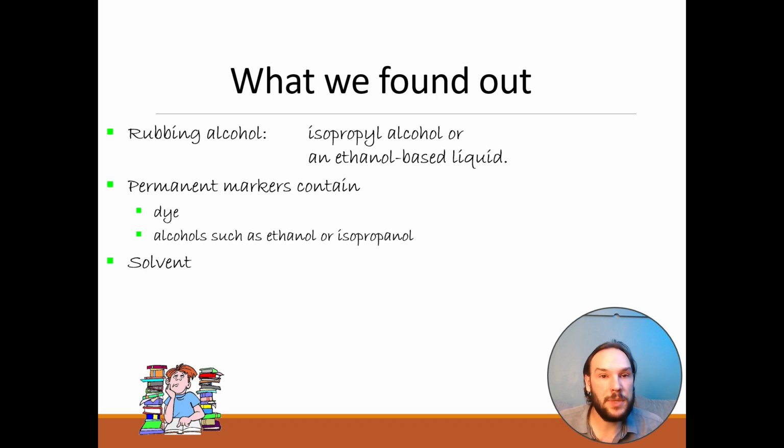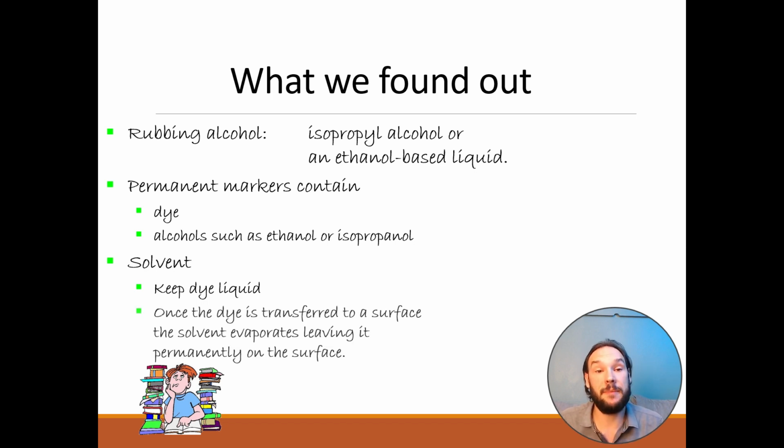Now, when we talk about permanent markers, we also come across the word solvent. A solvent is the thing that keeps the dye liquid. And the special thing about the solvent is, once the dye is transferred onto a surface, the solvent evaporates, leaving behind the dye that's permanently attached to the surface. So in our case, the solvent would be the alcohols, and the solute, if you want to call it that, is the dye.